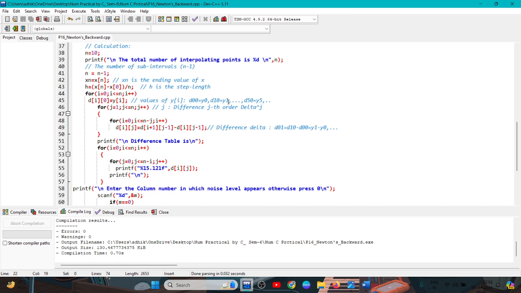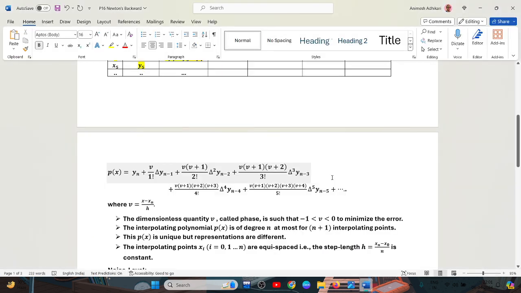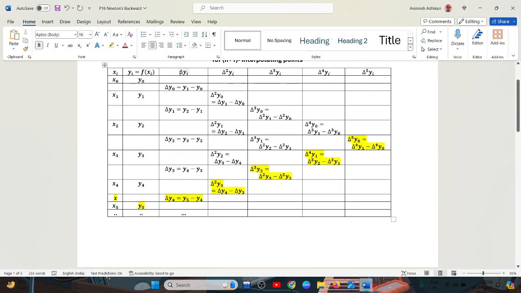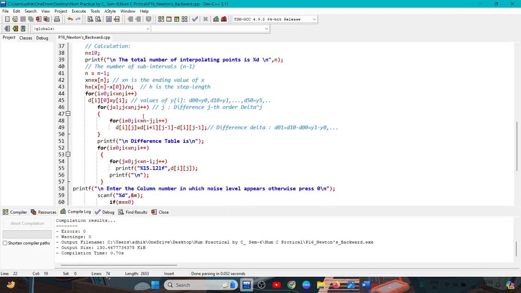And for j equal to 1, j less than or equal to n, j plus plus, j is the order of the difference, this delta^j. So j equal to 1 represents the first order difference. For i equal to 0, d[0][1] is the first order difference, delta y0, and so on. When j equal to 1, i runs from 0 to n minus 1, that is 8.